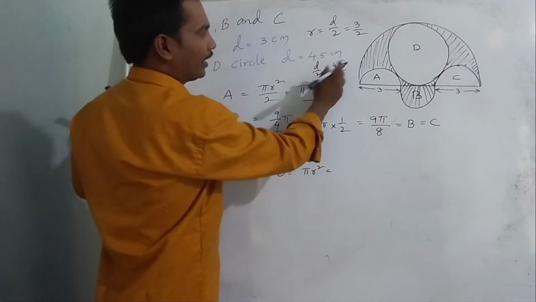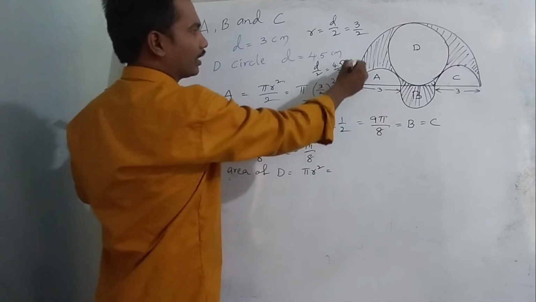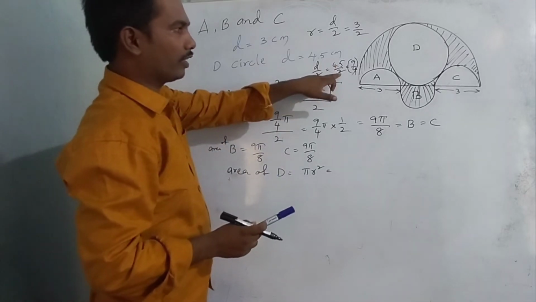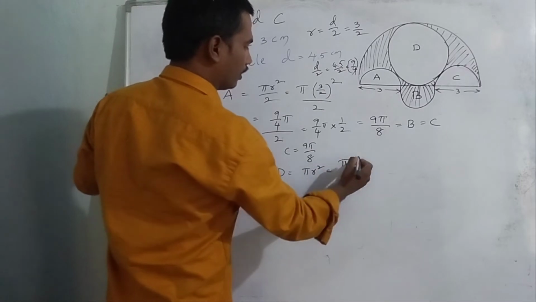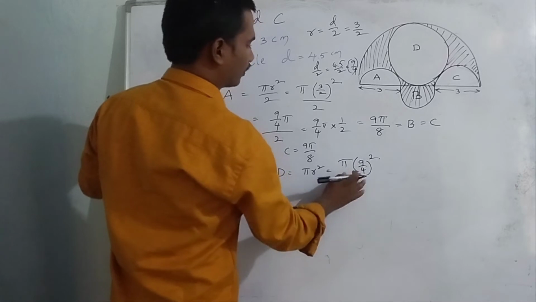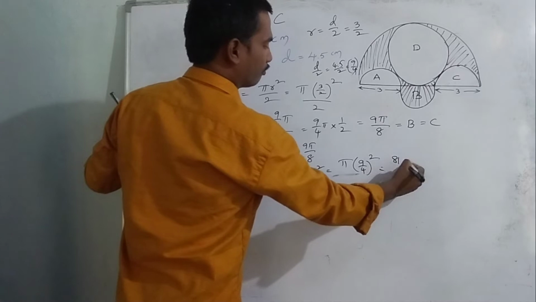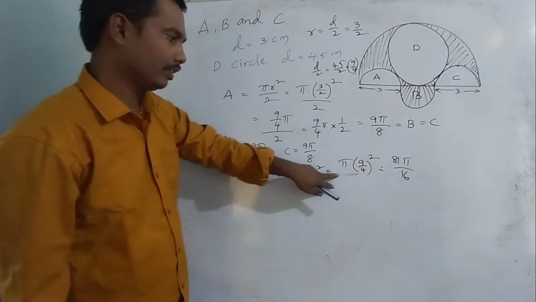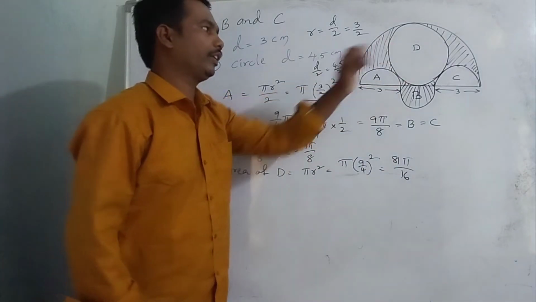If you want to make it 9, then that will become 9 by 4. Why I am converting like this: to make the calculation easy. This 4.5 by 2, the equivalent fraction I am writing is 9 by 4. So take that r value 9 by 4, 9 by 4 whole square. Then 9 9s are 81 pi by 4 4s are 16. So this is the area of D.